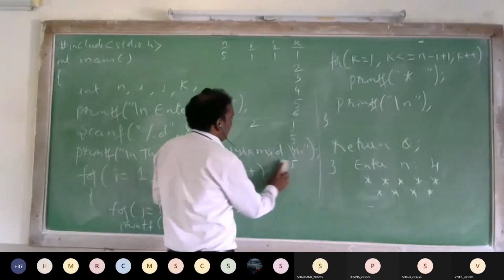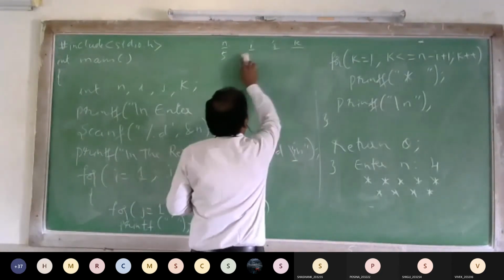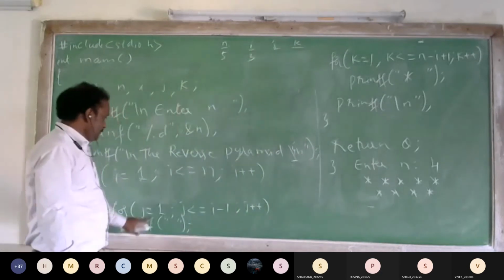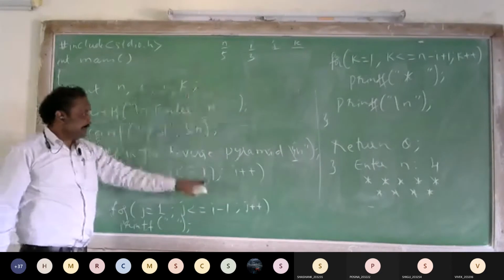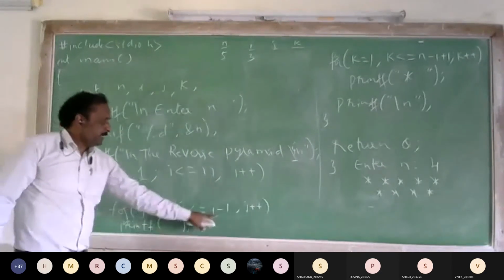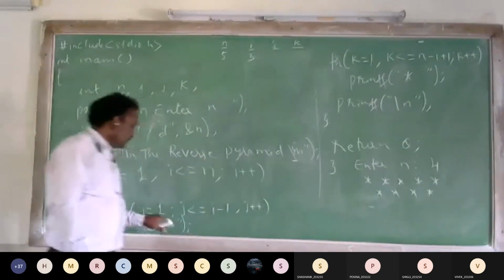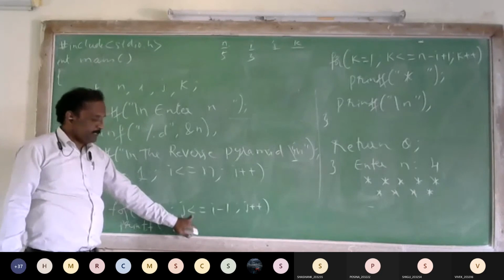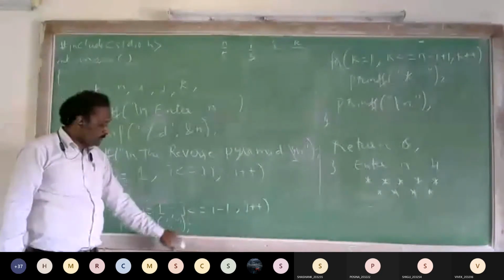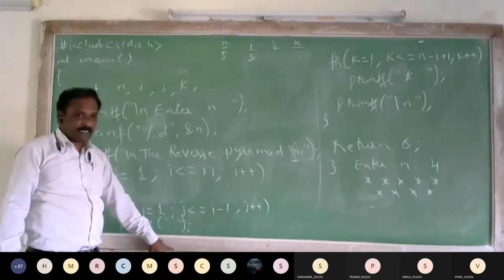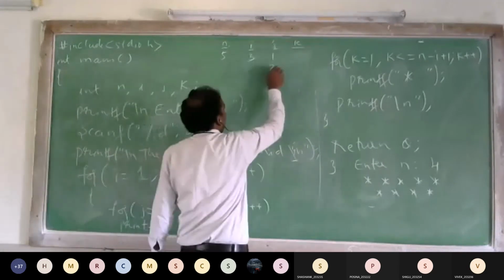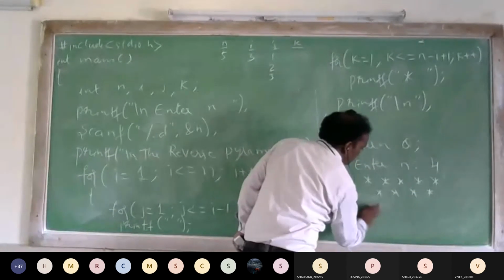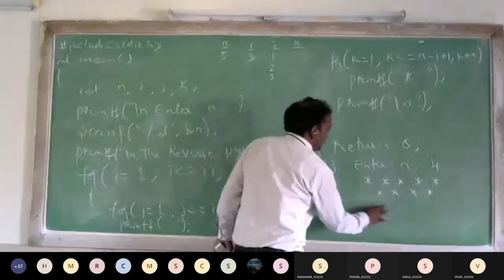Now, I plus plus. Value of I will be 3. Now, 3 is less than or equal to 5. Then inside, I minus 1. What is I minus 1? 3 minus 1, 2. So how many spaces are printed? 1 is less than or equal to 2, j plus plus. 2 is less than or equal to 2, j plus plus. When j becomes 3, the condition is false. So by that time, you are printing 2 spaces. 1 space, 2 space. The cursor is here now.